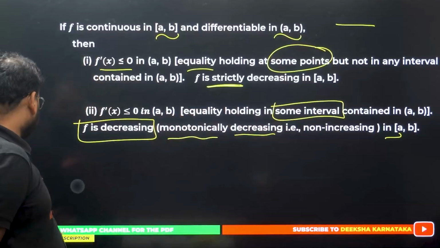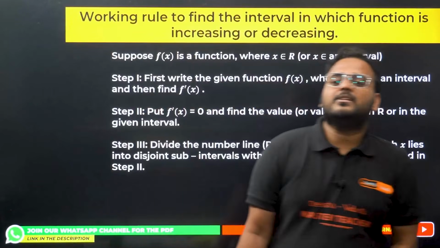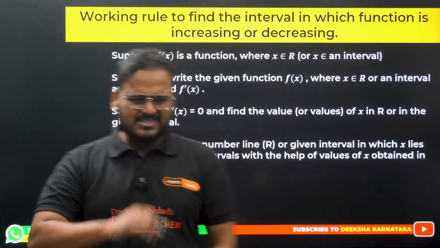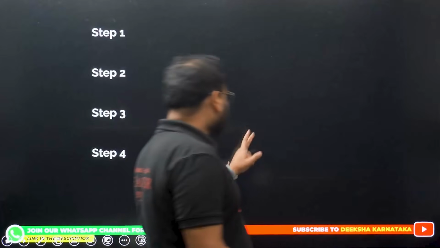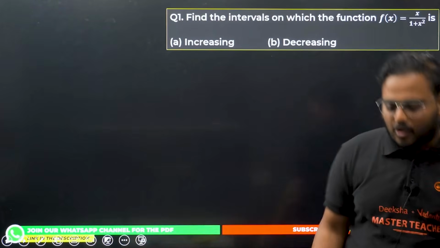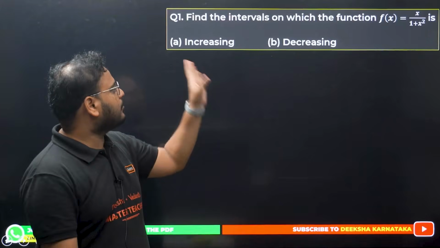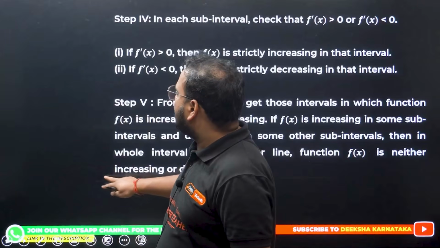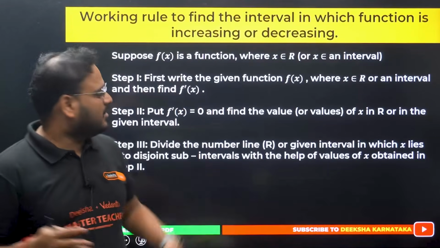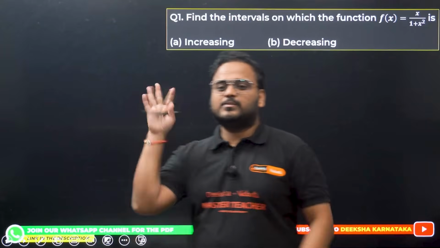Now, this big heading, working rule to find the interval in which a function is increasing or decreasing. Let's skip it. Sir, why are you skipping this? Let's skip this also. I'm going to solve a question for you right now. For that question, I'm going to solve for both increasing and decreasing, and from there we'll come back to the previous slides. Because if I ask you right now to read all of this, it will become very confusing, too many words, too many statements, and you will not like the concept itself.